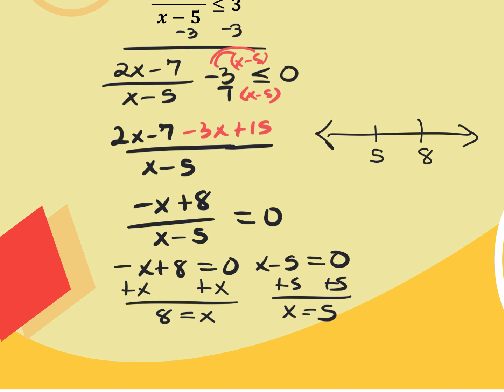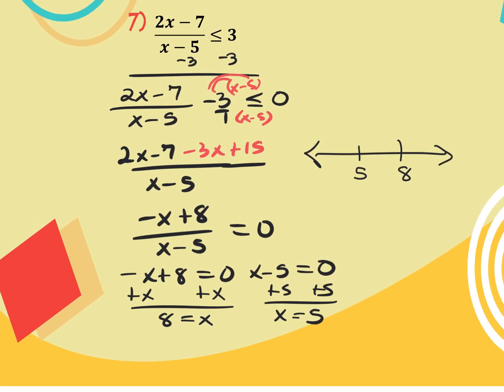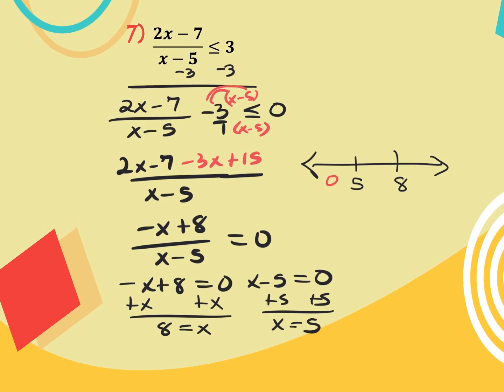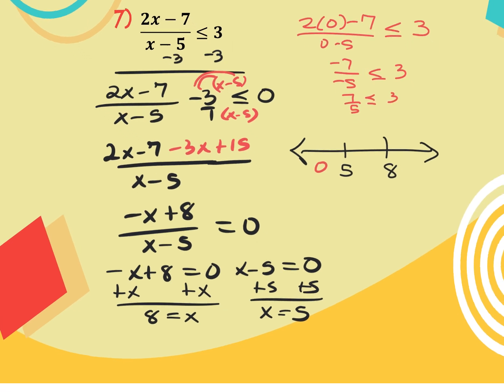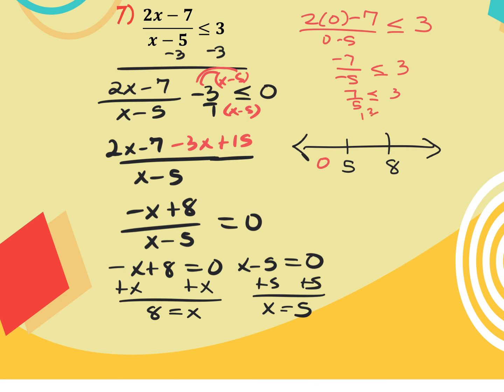My test point again is going to be 0 because it wasn't one of my answers. 0 is located here on the far left. So when I plug it into the original, I get 2 times 0 minus 7 over 0 minus 5, less than or equal to 3. 2 times 0 is 0, so the numerator is just -7, denominator -5. This will simplify to +7/5. 7/5 is 1 2/5. 1 2/5 is less than 3, so this gets a check.